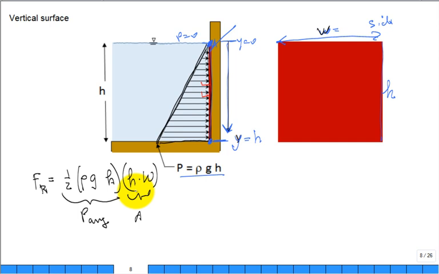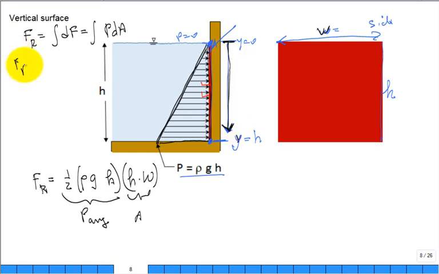How did we get that? Yeah, let's be a little tedious here, and let's say, I think I can fit it into this little bit of white space over here. We're interested in F_R, and we're going to sum over a bunch of little dF's. That's classical, right? I have a bunch of little dF's, and I'm going to sum them up. Okay, that's going to be an integration. Well, what's each of those dF's equal to? P dA. Pressure times a small area. But what's my small area? Well, I'm going to integrate by changing y going downward.